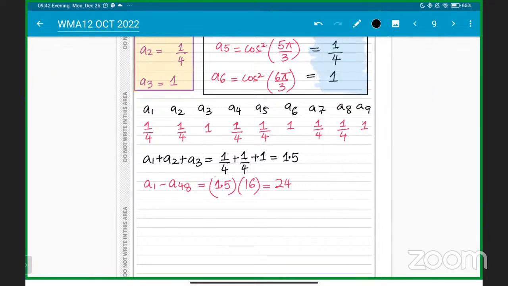And you guys know now that A49 and A50 will be what? 1 over 4 and 1 over 4. The pattern will follow.